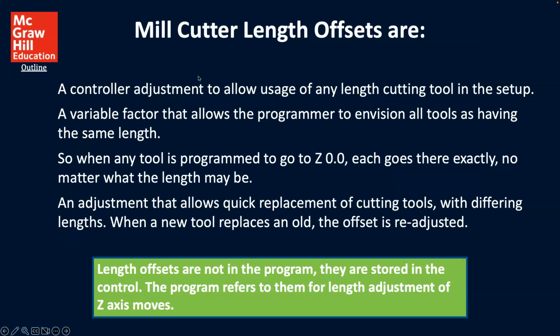For mill cutter length offsets, a controller adjustment to allow usage of any length cutting tools in the setup. That's the first thing, a variable factor that allows the programmer to envision all tools as having the same length. And so when any tool is programmed to go to Z as 0.0, each goes there exactly no matter what the length may be. An adjustment that allows quick replacement of cutting tools with differing lengths. When a new tool replaces an old, the offset is readjusted. Length offsets are not in the program, they are stored in the control. The program refers to them for length adjustments or Z-axis moves.